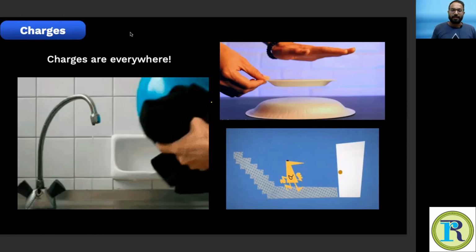Let me give one example. In this example, there is a balloon, and there is a tap from which water is coming. When you take this balloon near the tap, the flow of water is attracted towards the balloon. All this is because of electric charge only. These are the examples.